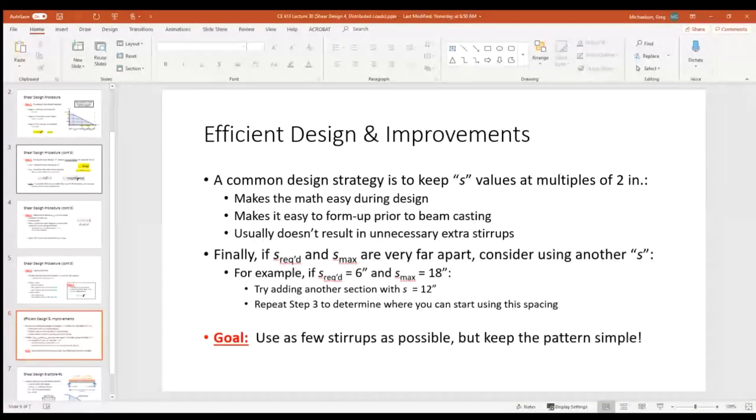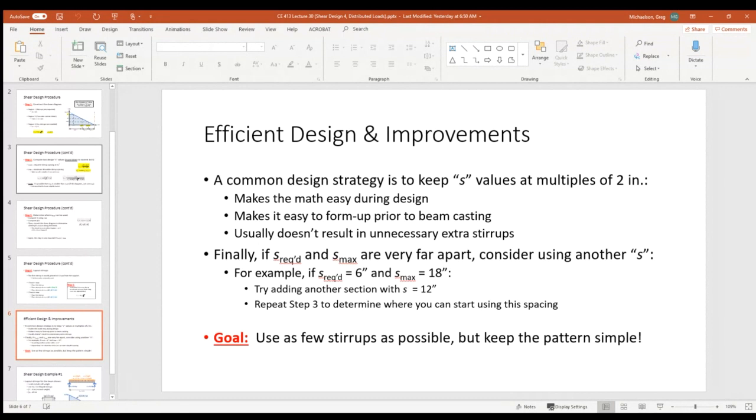When you start throwing in S values of 5 and 9 or a 9 and 7 and things like that, it can sometimes be a little difficult to keep track of. It usually makes it easier on the contractors. And also, it usually doesn't result in unnecessary extra stirrups. You might throw maybe 1 or 2 extra stirrups in the beam if you were to use multiples of 2 inches, but usually it's not that big of a deal.